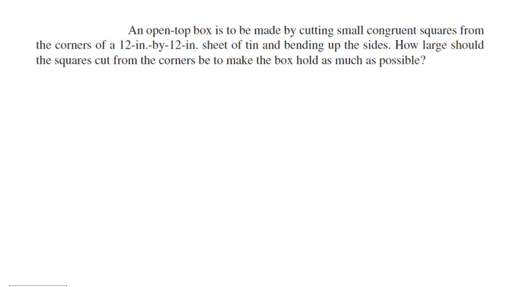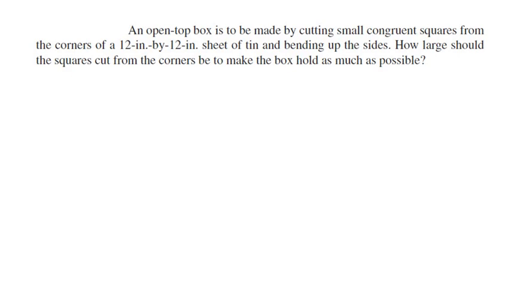The question reads: an open top box is to be made by cutting small congruent squares from the corners of a 12-inch by 12-inch sheet of tin and bending up the sides. How large should the squares cut from the corners be to make the box hold as much as possible?